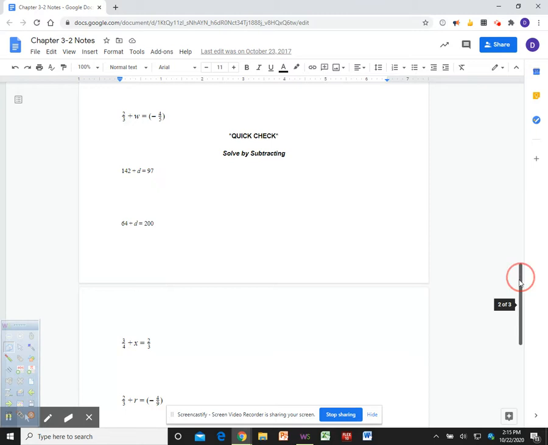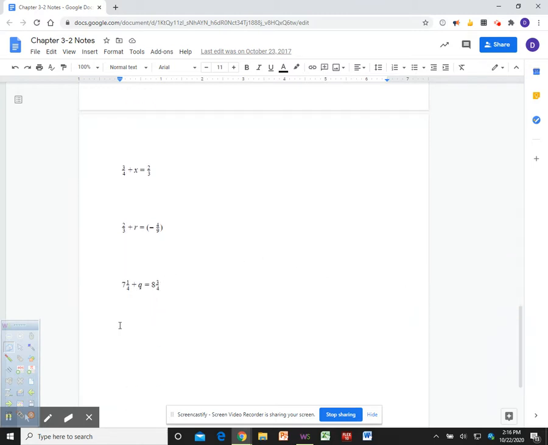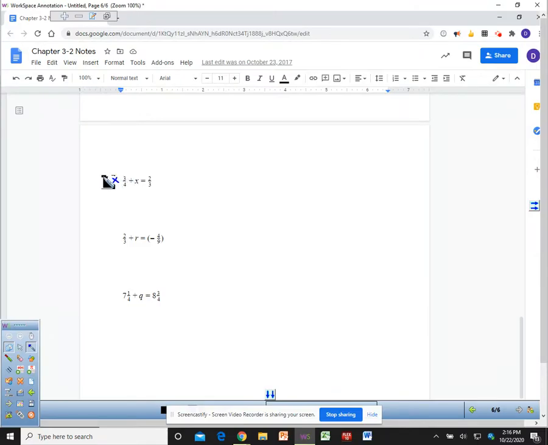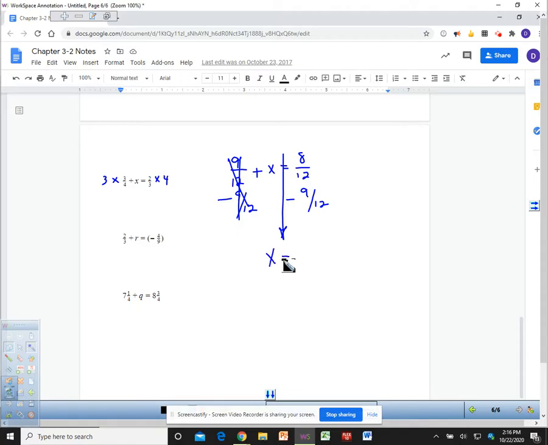When you do fractions, like we are right here, you're going to do the same thing. Make them common. So this one we're going to times by 3. This one we're going to times by 4. And we have 9 over 12 plus x equals 8 over 12. Now we can subtract the 9 over 12 from both sides. These are going to cancel, leaving you with just x equaling negative 1 over 12.